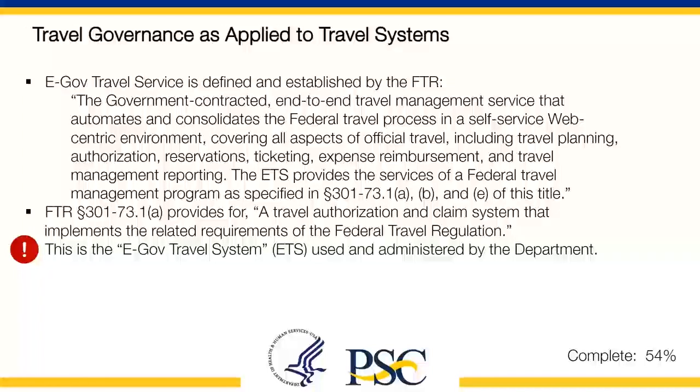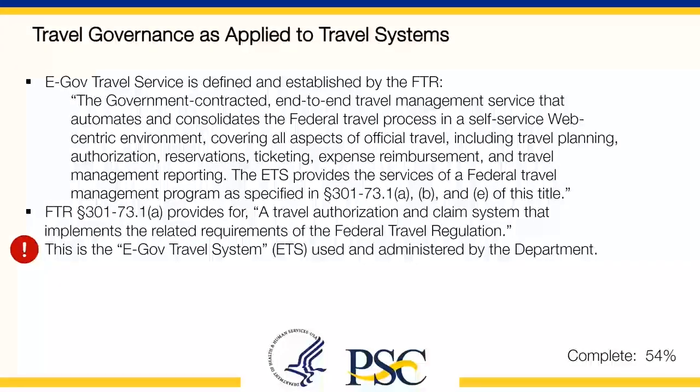eGov travel service is defined and established by the FTR. The government-contracted, end-to-end travel management service that automates and consolidates the federal travel process in a self-service web-centric environment, covering all aspects of official travel, including travel planning, authorization, reservations, ticketing, expense reimbursement, and travel management reporting. The ETS provides the services of a federal travel management program as specified in Section 301-73.1a, b, and e, of this title.